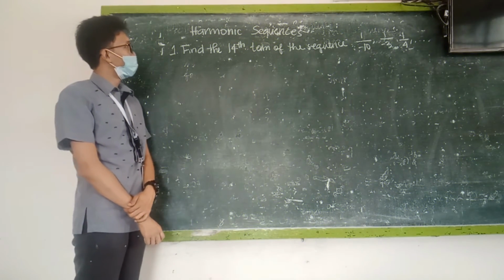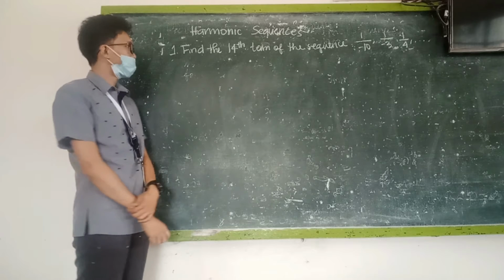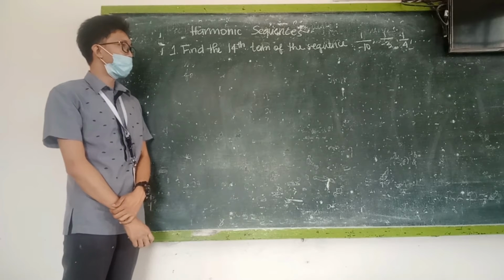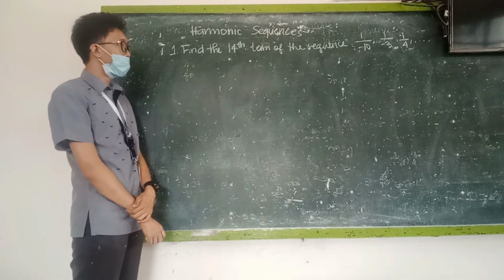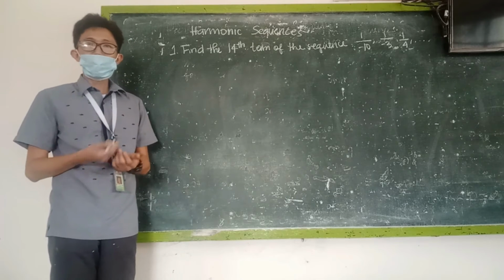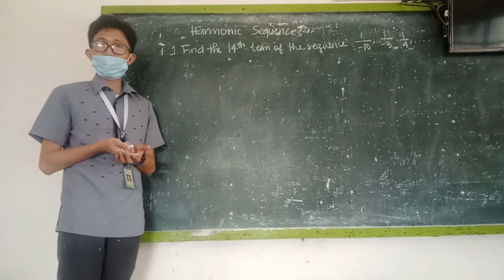We have an example in harmonic sequences. Example number 1: find the 14th term of the sequence 1 over negative 10, 1 over negative 3, 1 over 4, and so on. When we talk about a harmonic sequence, it is the reciprocal of an arithmetic sequence.